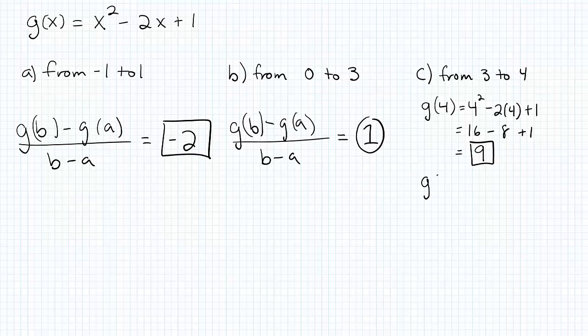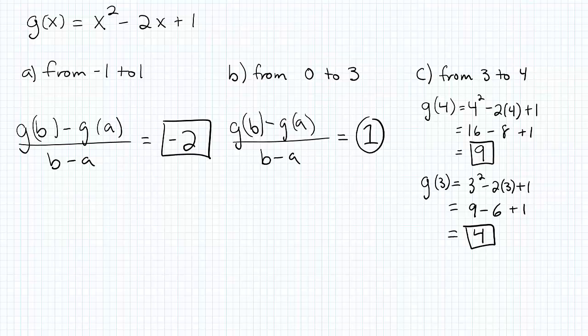And then if we do g of 3, well, we actually already did that last time. Let's just redo it again, though. It'll be 3 squared minus 2 times 3 plus 1. And so that'll be 9 minus 6 plus 1. Or in other words, 9 minus 6 is 3, plus 1 is 4. So we have 4 for the answer for g of 3.